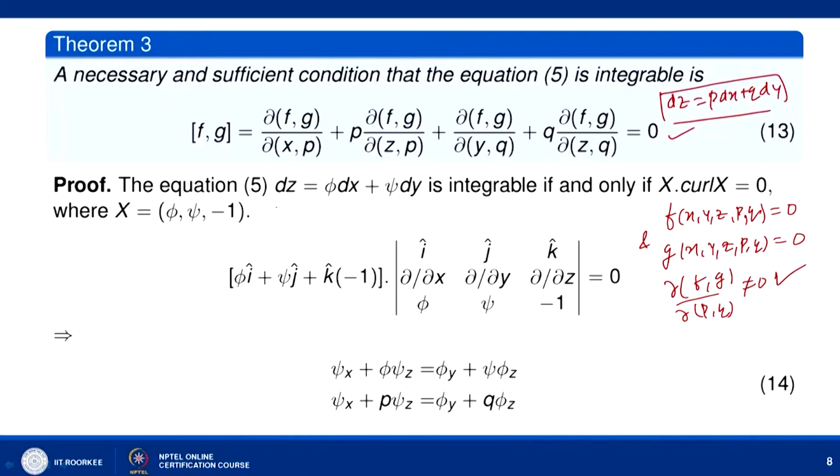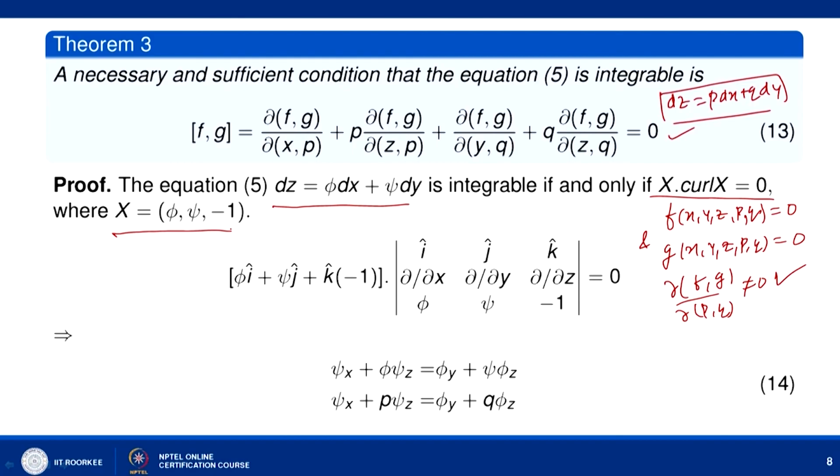So here we use one condition: dz = phi dx + psi dy is integrable if and only if X dot curl X is equal to 0. This is the result which we are using, and you can find this result in the study of Pfaffian differential equations, and you can see the book of Ian Sneddon to get more information about this condition X dot curl X equal to 0, where X is (phi, psi, minus 1).